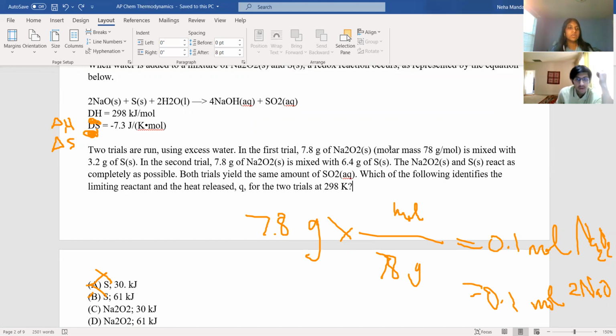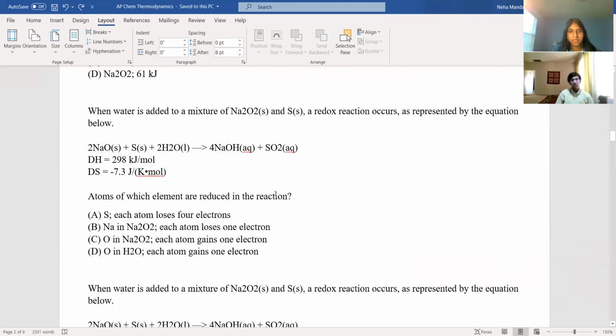So what do we do with the delta S? I'm not sure what to do with that part. I don't think we use that. I think we simply just multiply 0.1 times delta H? I think so, because that would get you about 30 kilojoules, because 0.1 times 298 is about 29. Okay, so 29. Let's see if it's C. Let me check. Yes, it is C. Good job, team.